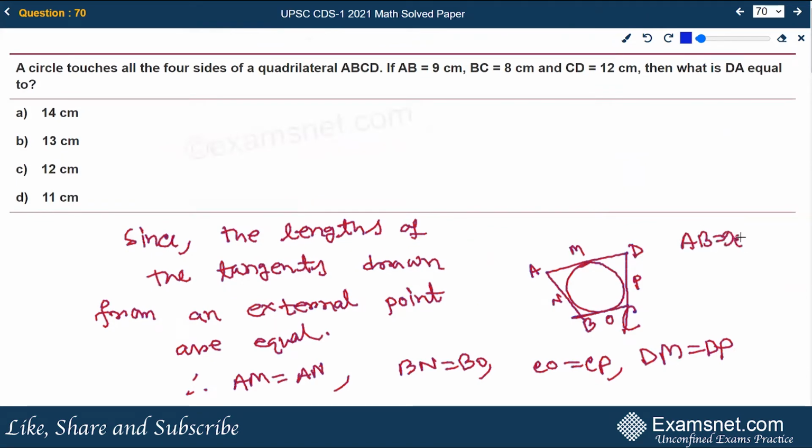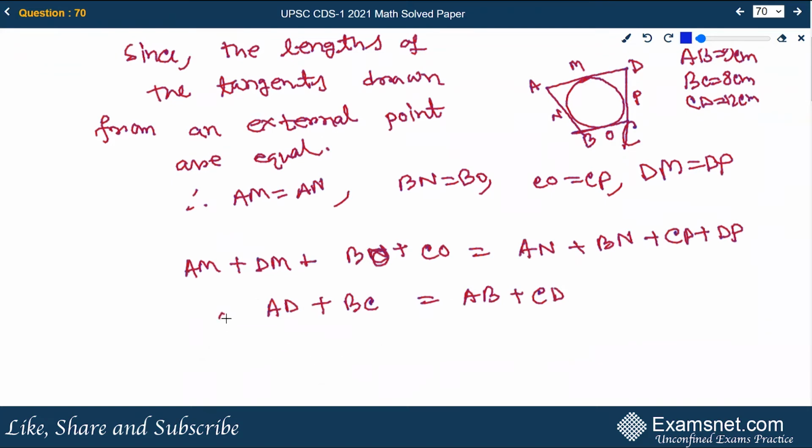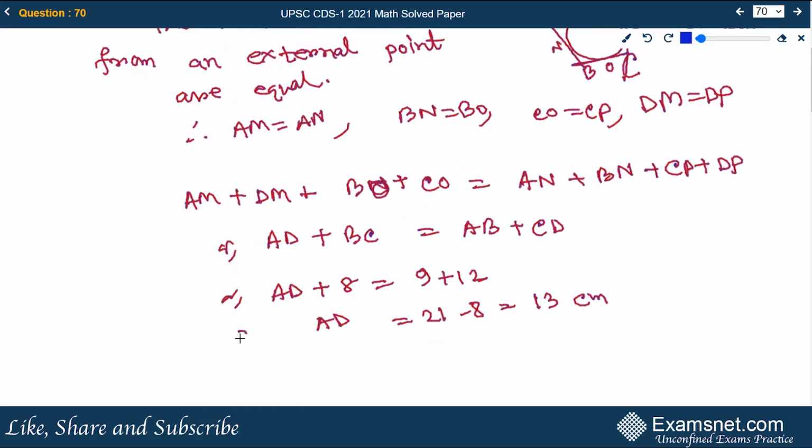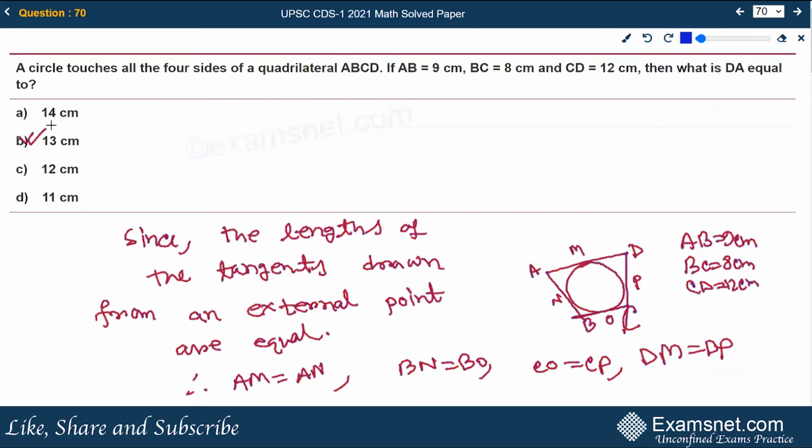AB is 9 centimeter, BC is 8 centimeter and CD is 12 centimeter. We can easily put all the values. AB 9 and 12, 21 minus 8, that is 13 centimeter. So here the length of AD is 13 centimeter. Option B is the correct answer.